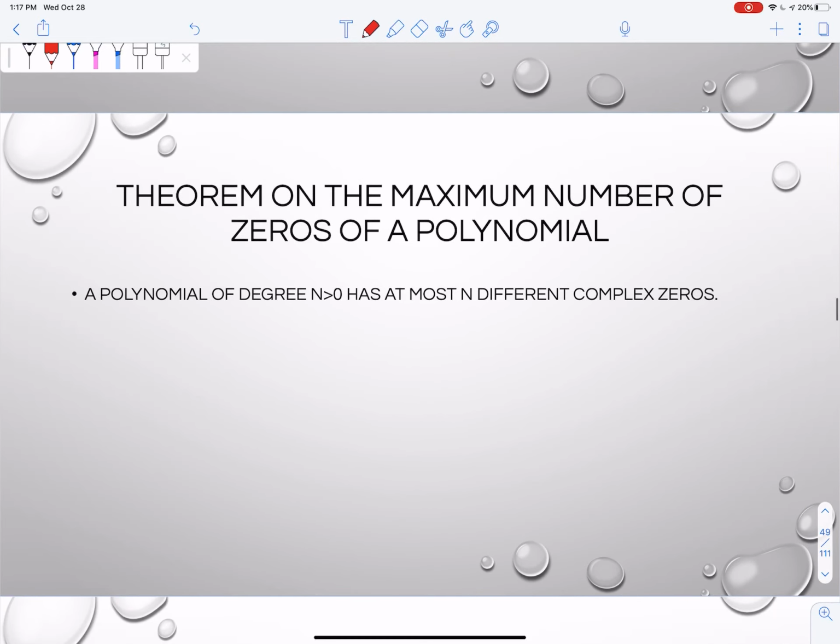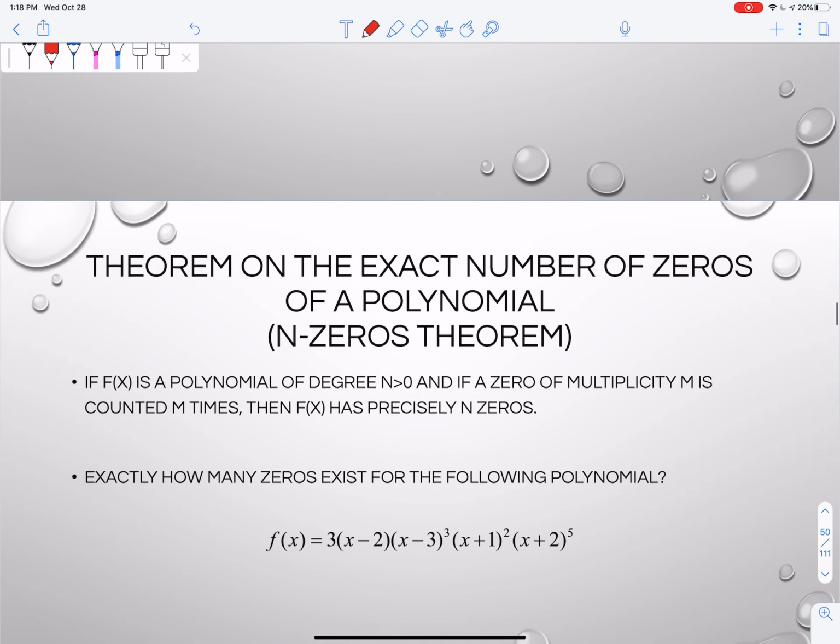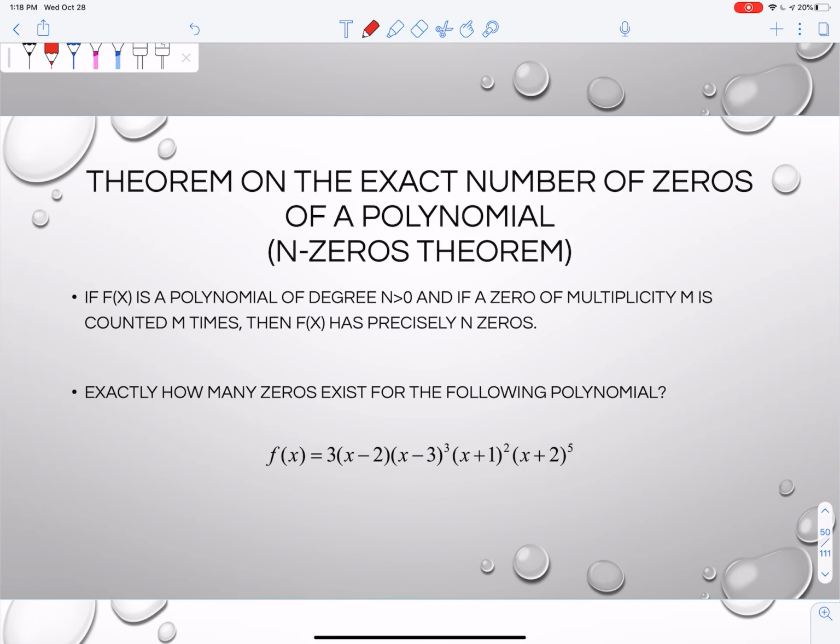Next, the theorem on the maximum number of zeros of a polynomial. If I have a polynomial function of degree n greater than 0, then that function has at most n different complex zeros. So if I have a 5th degree polynomial, I can't have 6 different zeros. The most I can have is 5. This is just giving us a cap on the number of distinct zeros we can possibly have. That one should be pretty obvious. If I have a quadratic, 2nd degree, the most I can have is 2 zeros.